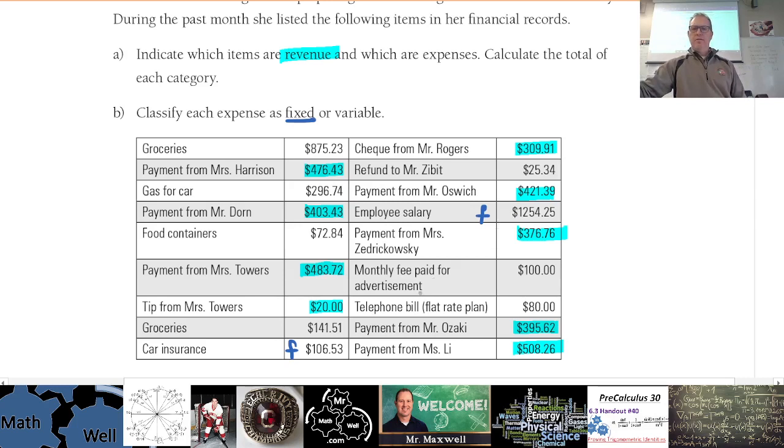Monthly fee paid for advertisements. What do you think that one would be? Yeah, I think fixed too. Telephone bill, flat rate plan. So wage would be variable? Sorry? Wage, like this one's employee salary. Okay, yeah.